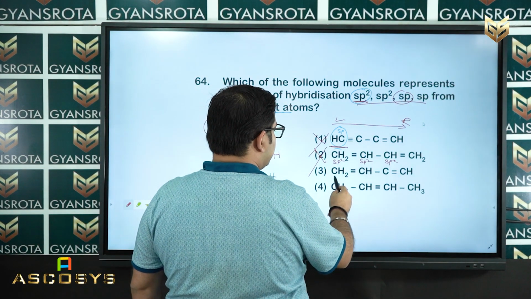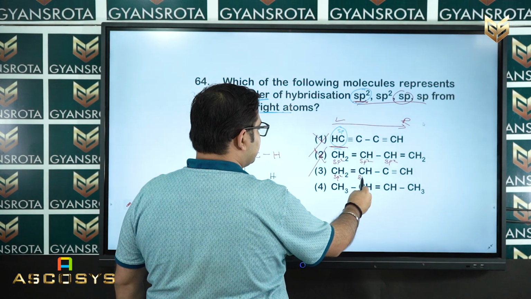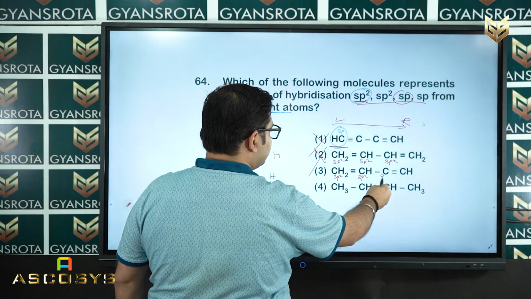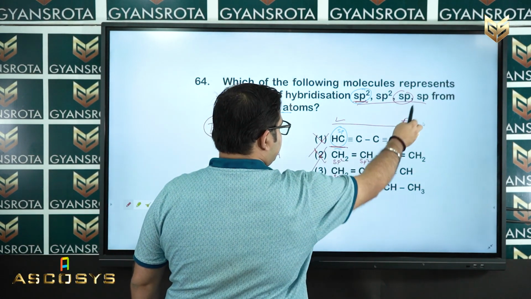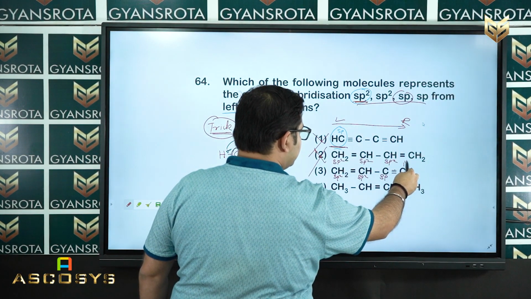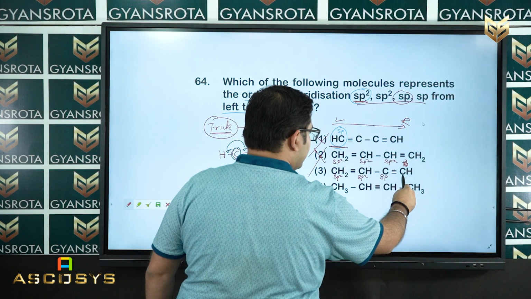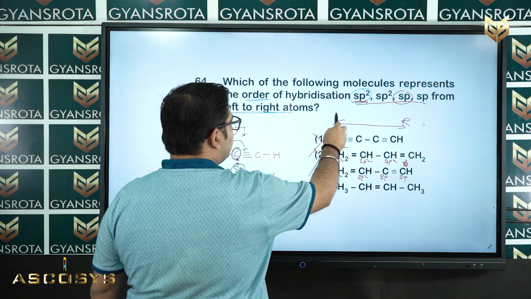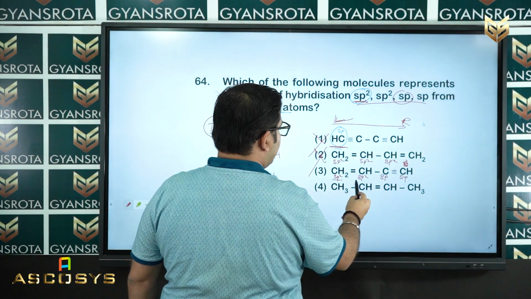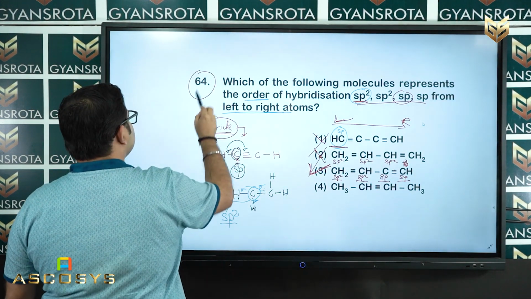Now, option number 3, see this carbon is coming as sp2, this one also coming as sp2. This carbon is coming as sp because 1 sigma, 1 sigma. So, this is sp. Another is also sp. See here 1 sigma, and hydrogen is linked with this in this way, so the hydrogen also gives you a sigma bond. So, here sp. Now they follow the direction left to right: sp2, sp2, sp and sp. So, option number 3 is the correct answer of question number 64.